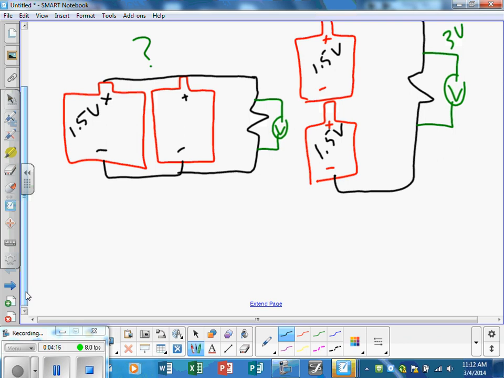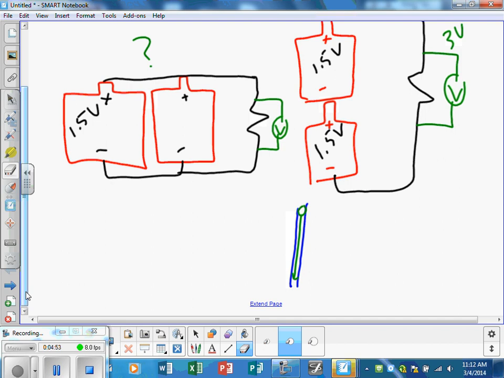Here's the deal. Let's say that you have a slide, and let's say that each slide has a width enough for one person to go down the slide at once. And we'll say that each slide is a battery, or a cell. A cell is voltage. Voltage is potential energy, right?